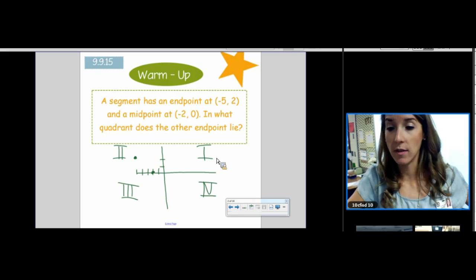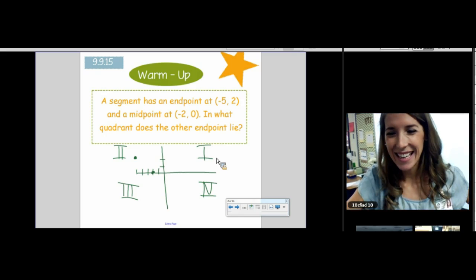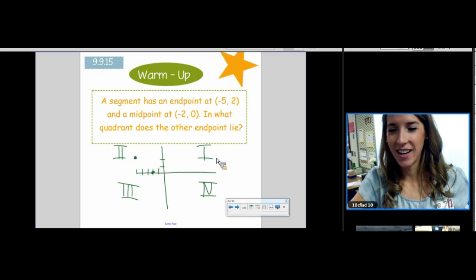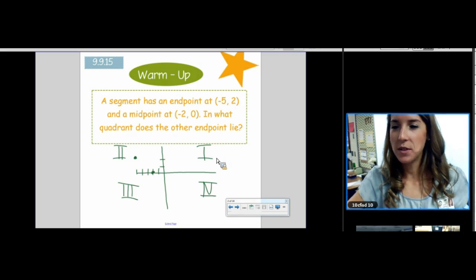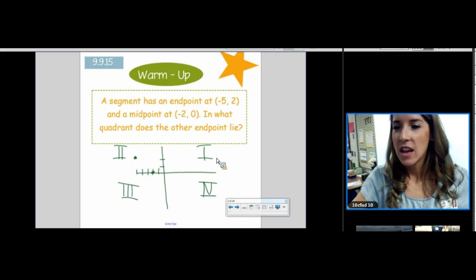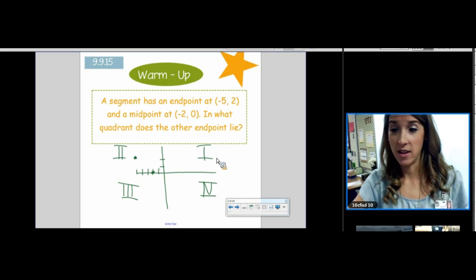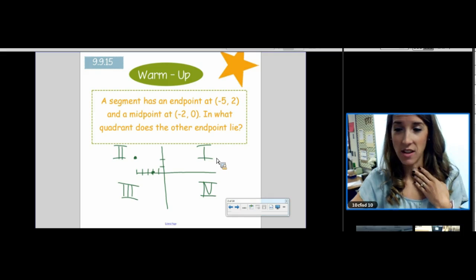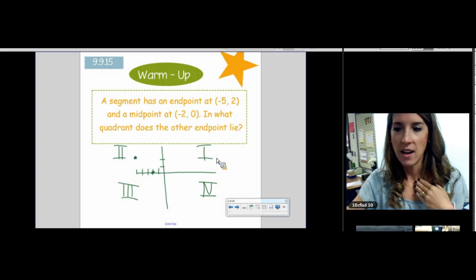So what are you looking for? We're looking for the other endpoint, and we just want to know what quadrant it lies in. Now, if you just look at how I plotted those, if my graph is to scale, which it's not perfect, it's looking like it's probably going to fall in the 4th quadrant, right?